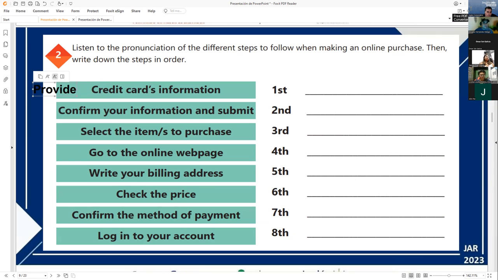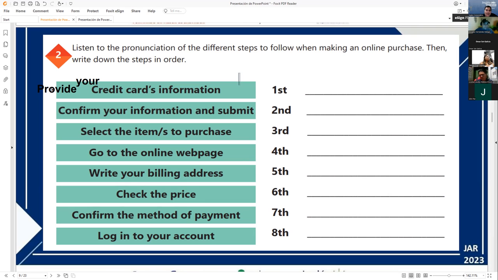I'm going to make it a little smaller. Yeah, maybe like this. And we're going to use your. Provide your credit cards information. Confirm your information and submit. Select the items to purchase. Go to the online webpage. Write your billing address. Check the price. Confirm the method of payment and log in to your account.